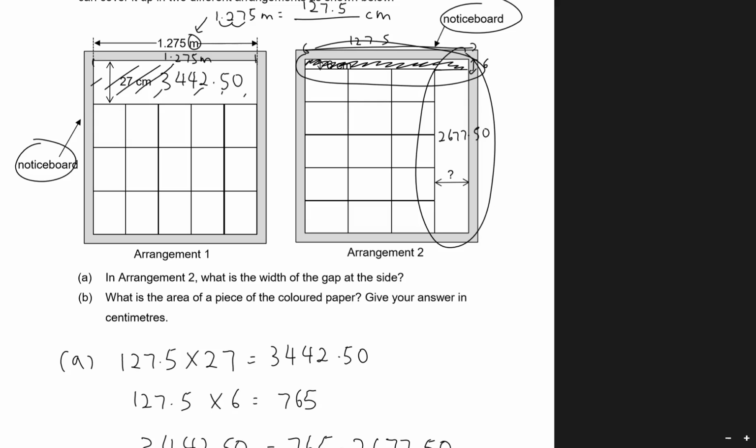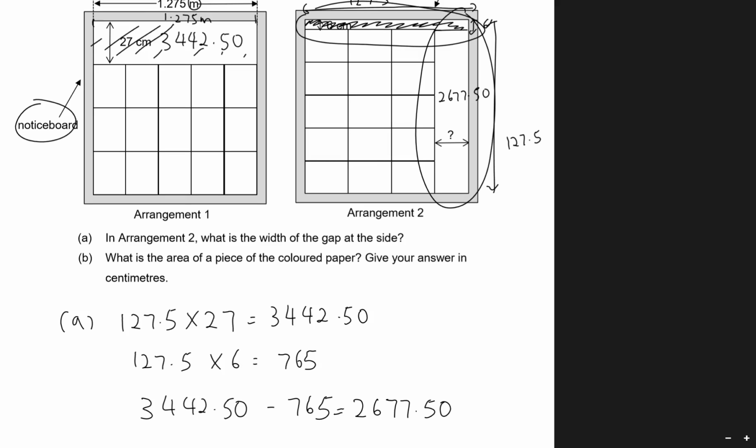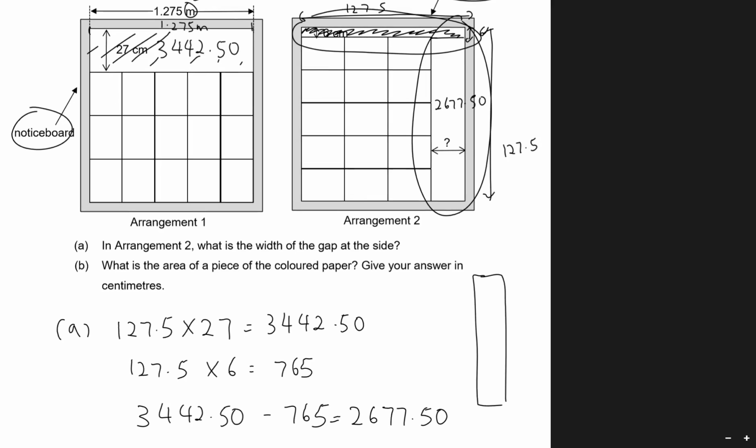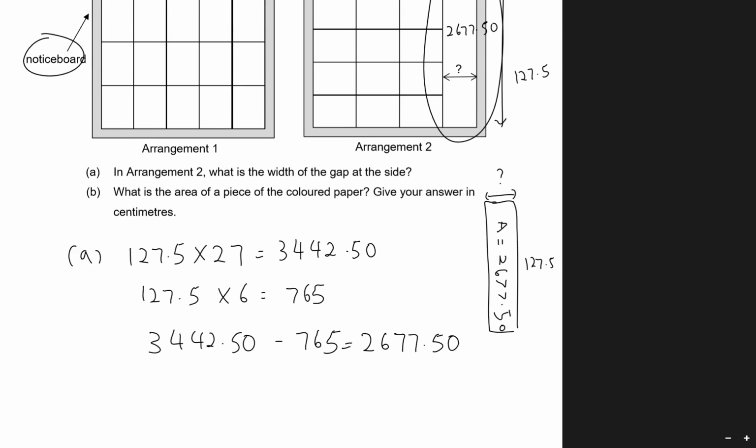Now you know that the length here is 127.5 as well. Then the question is, what is the width? Let me draw it out because it's very confusing over there. This is the gap that is being left. We know that the length is 127.5, and we are interested to find what this is. We know that the area is 2677.50. So how to find the width? Easy already, right? You just need to divide to find the width.